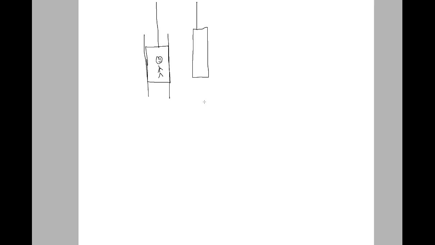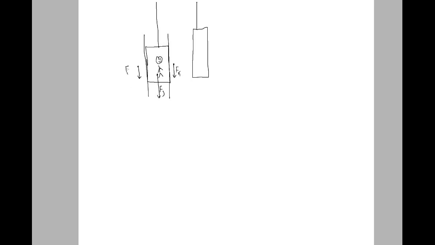Now, let's say that my car is in between two walls. So I've got my force due to gravity, but now let's say the elevator is going up. Well, now I've got a force due to friction also trying to pull the elevator down.